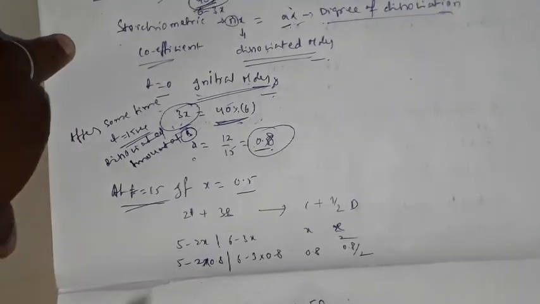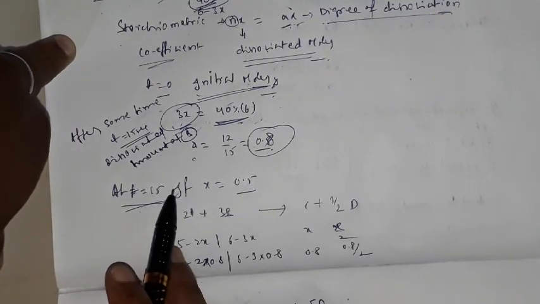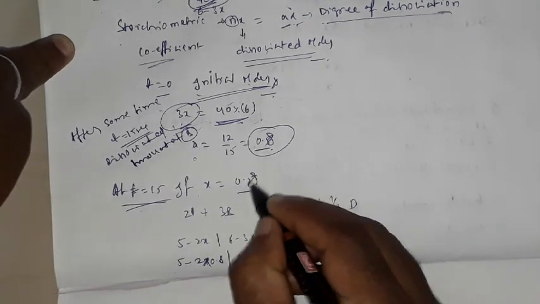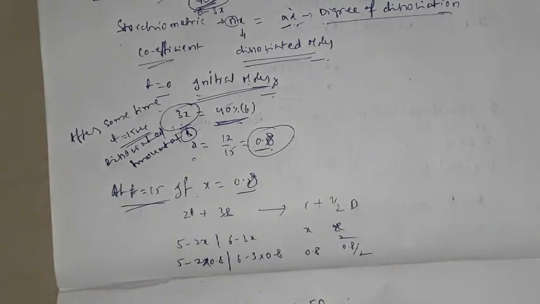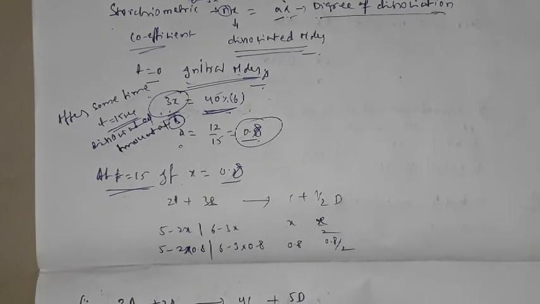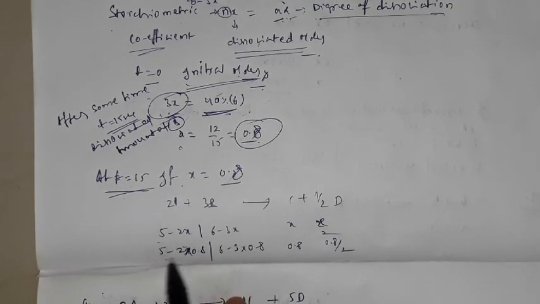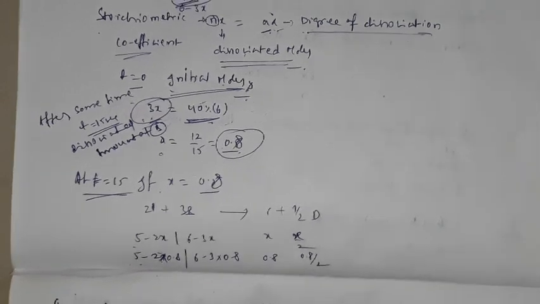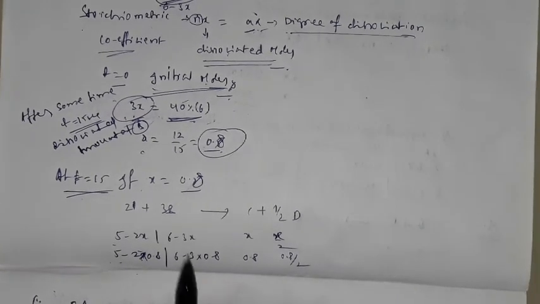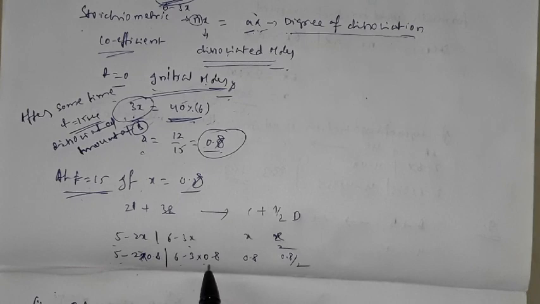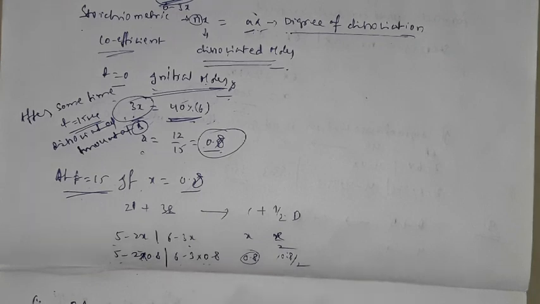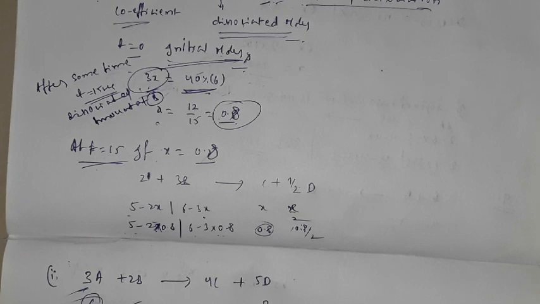Next. Here after t equal to 15, if x equal to 0.8, then the values of the reactants and products, number of moles: 5 minus 2x, 5 minus 2 into 0.8, and 6 minus 3x, 6 minus 3 into 0.8, x so 0.8, 1 by 2 x means 0.8 by 2.